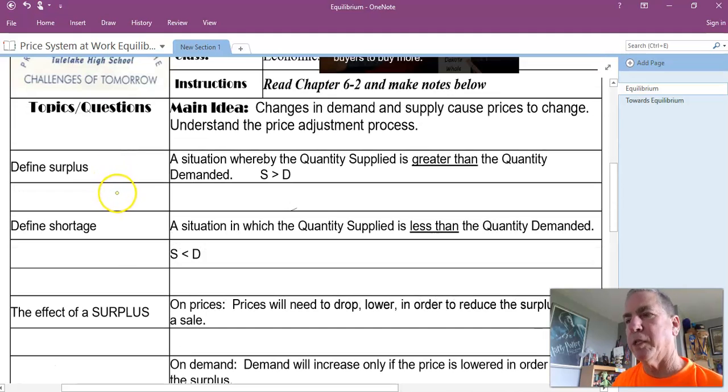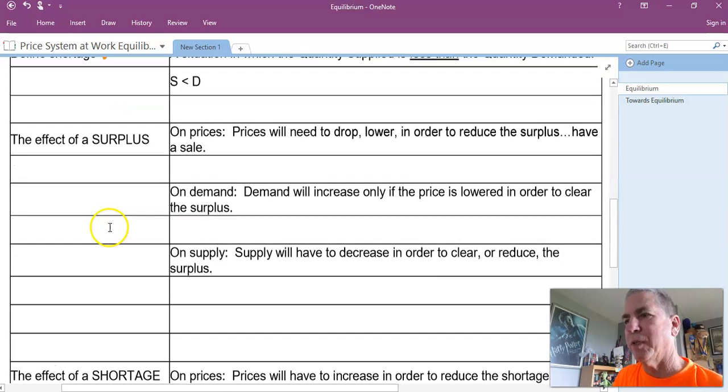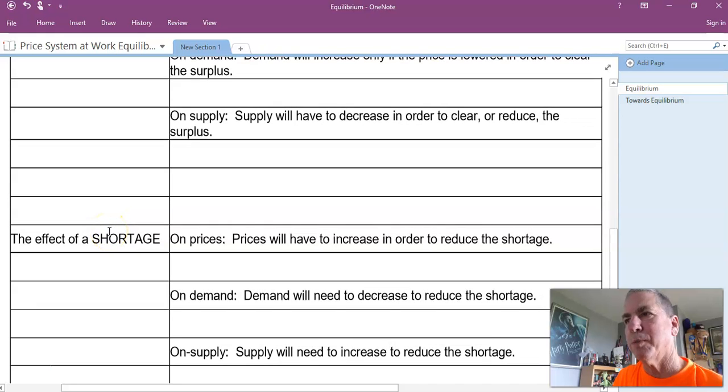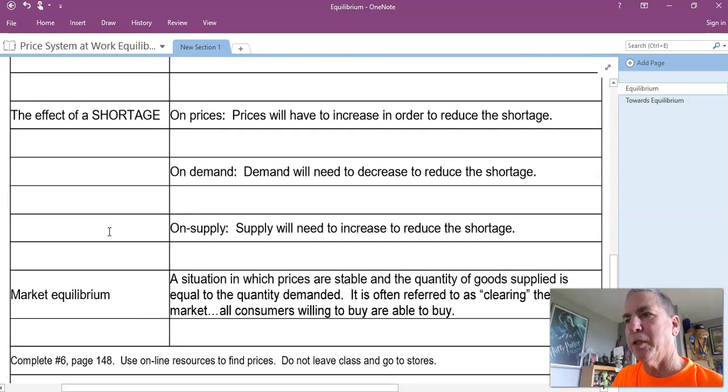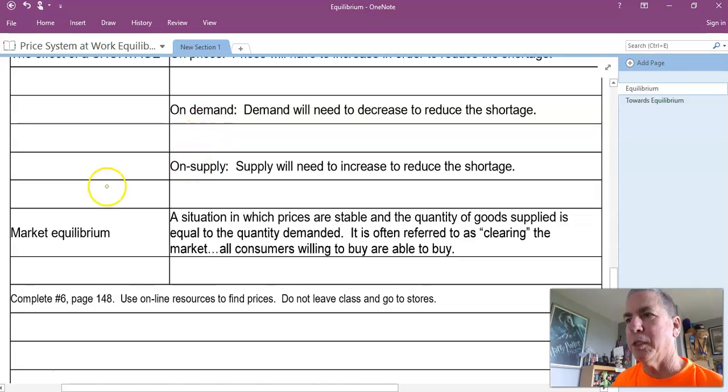And so some of the things we'll be looking at this week is that we want to be able to define what a surplus is. We're going to take a look at a shortage, and then we'll also want to understand what the effect of this is and how it affects prices, and to gain an understanding of what it means by market equilibrium.